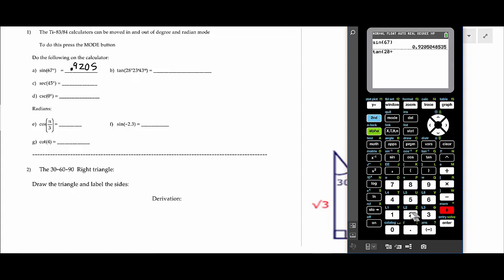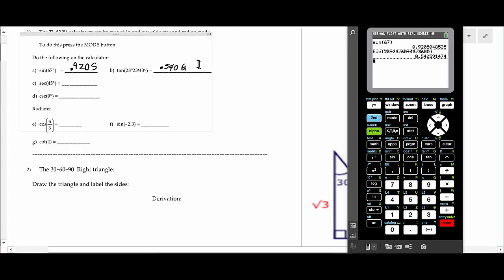So the 23 minutes, what do you do with that? Over 60. Okay, how about the 43 seconds? What do you do with that? Over 3,600. Okay, we learned that in the first section. That's the way I do that. I just find it easier to put it in my calculator. But if you want to put in those symbols, you can do that. It's going to give you the same answer anyway. I'm going to round that to 4 decimals, so that's 0.5406. The 5 would have to go up to 6 because the number after that's a 9.